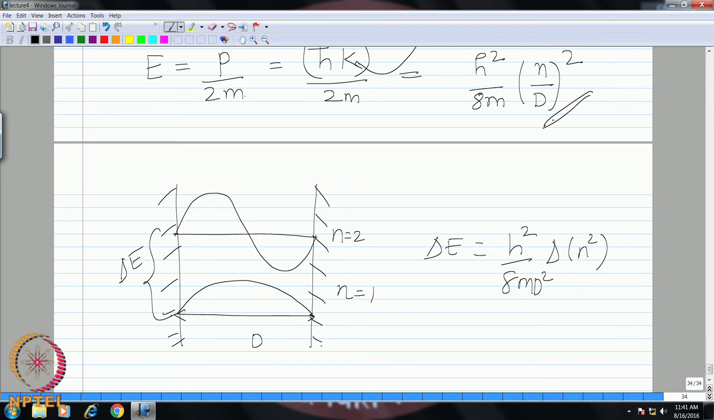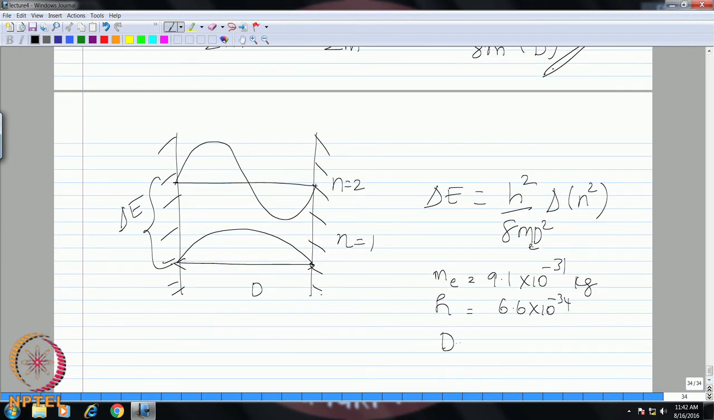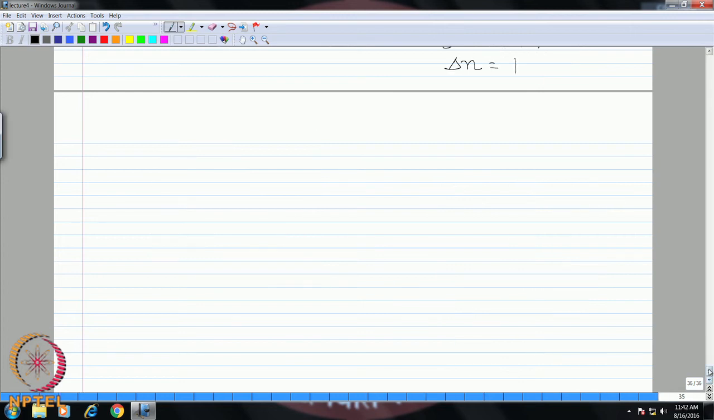So, now let us take the case of electron. We will call this the associated mass of electron. We want to see what is the jump in the energy levels between two successive modes. So, m_e will be equal to 9.1 into 10 power minus 31 kg, Planck's constant h is 6.6 into 10 power minus 34. Let us take the example of a confinement which is 1 millimeter, and let us take delta n to be equal to 1, the jump in the energy level. So, what do you get for delta E?